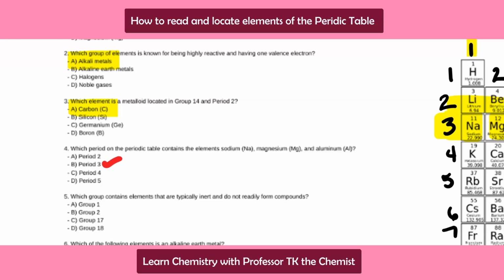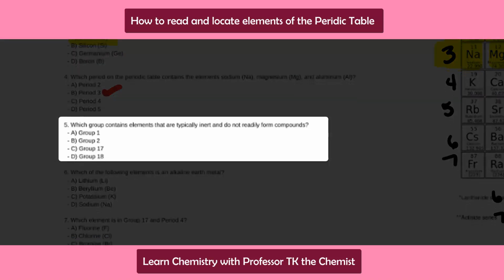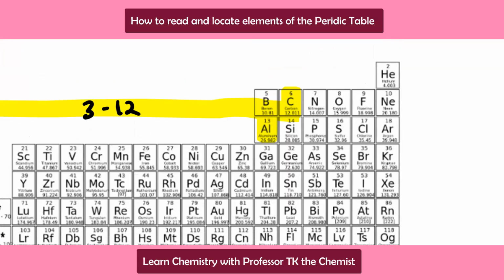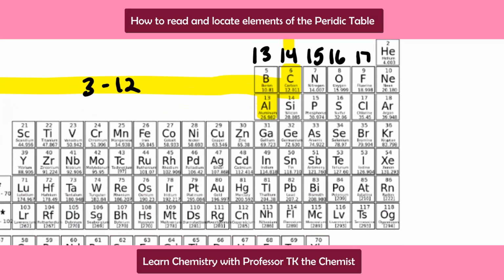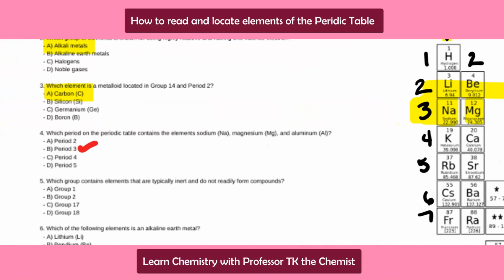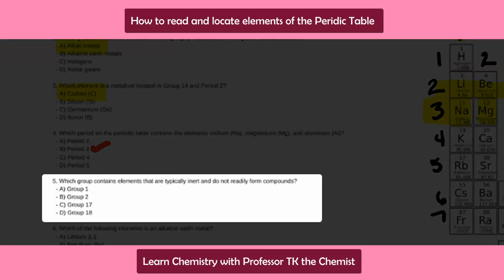Now, the next question, question 5. Which group of elements contains elements that are typically inert and do not readily form compounds? All right, so if we go over here and we say inert, we're talking about gases and they do not form compounds. That would be group 18. Group 18 right here, and group 18 are called your noble gases. So let's go back over to our answer choices, and our answer here is letter D.